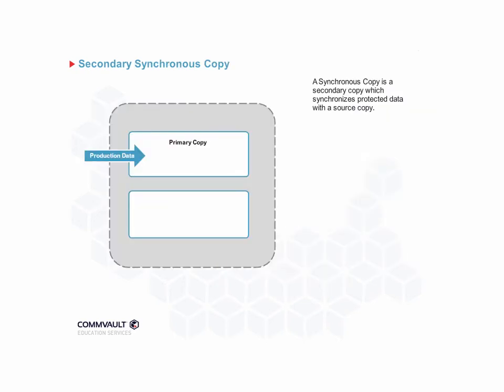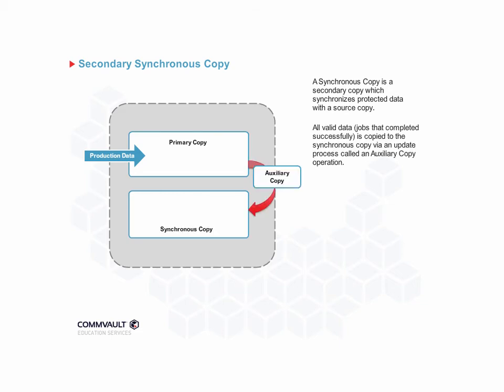A synchronous copy is a secondary copy which synchronizes protected data with a source copy. All valid data, jobs that completed successfully, is copied to the synchronous copy via an update process called an auxiliary copy operation. This means that all full, incremental, differential, transaction log, or archive jobs from a source copy is also managed by the synchronous copy.